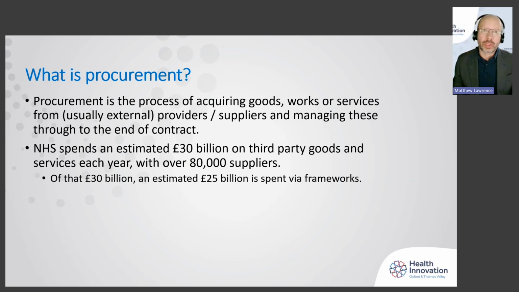And then we talked about procurement, so essentially how they can actually buy things. We talked about procurement being the process of acquiring goods, works and services, essentially buying stuff. And the NHS spends a lot of money. They buy from a lot of people, 80,000 suppliers. And of the £13 billion spent, about 25 billion of that is on frameworks, and more of them coming soon.